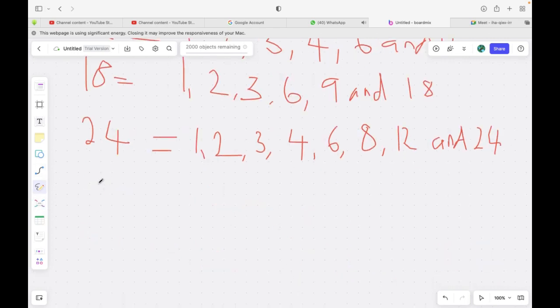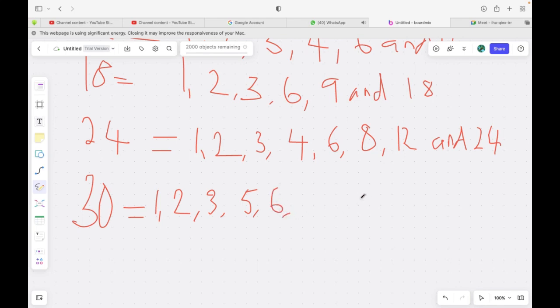Now, let's choose another one, 30. What are the factors of 30? 1 is a factor of 30. 2 can divide 30, so 2 is a factor of 30. 3 can divide 30, so 3 is a factor of 30. 4 cannot divide 30. 5 can divide 30, so 5 is a factor. 6 can divide 30, so 6 is a factor of 30.